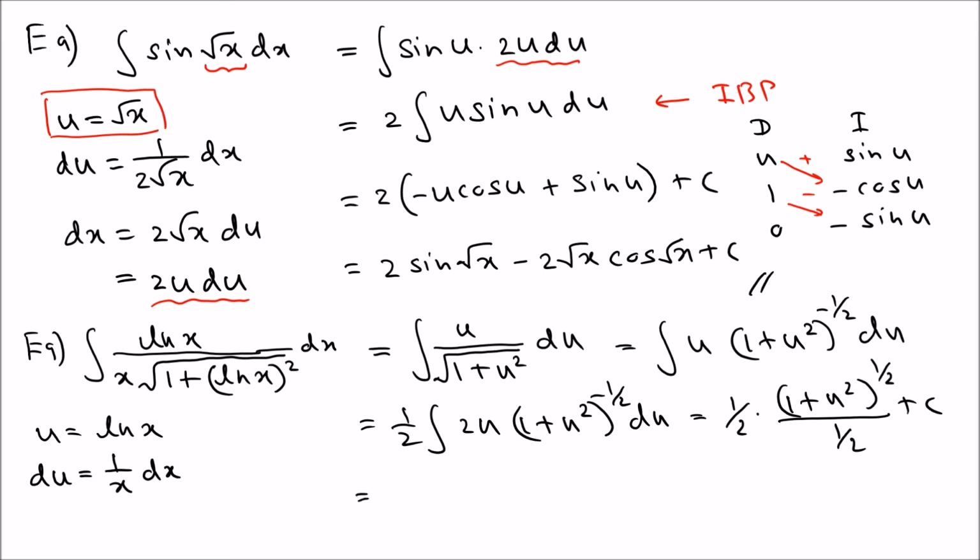So that means the answer is square root of 1 plus u squared, where u equals ln x, so we have the square root of 1 plus ln x squared, plus c. So you can see you can get the answer very quickly if you identify the right substitution.